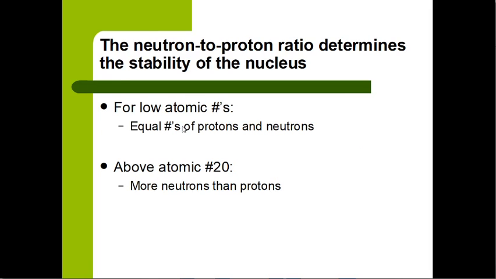Good, and so we talked about our nuclides. Going on from here, the neutron to proton ratio determines the stability of the nucleus. This is very true. For low atomic numbers, equal numbers of protons and neutrons is stable. Above atomic number 20, more neutrons than protons usually means more stability. And so stability is very good.